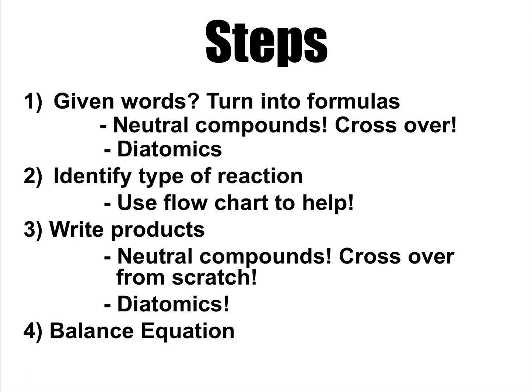Looking at the reactants only, number 2, will identify the type of reaction. So we've seen the 5 types of reactions and their general formulas. We need to relate it to that. Once we know the type of reaction, then we can predict what the products will be.